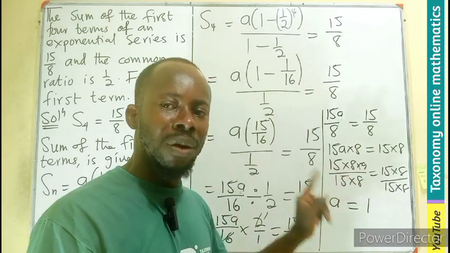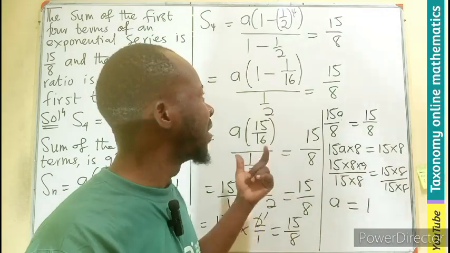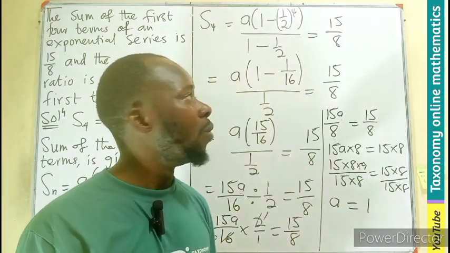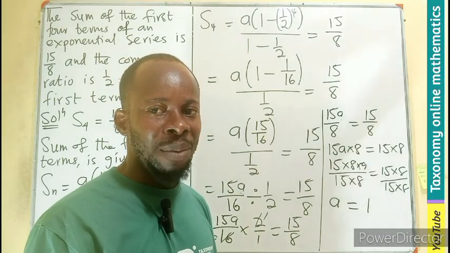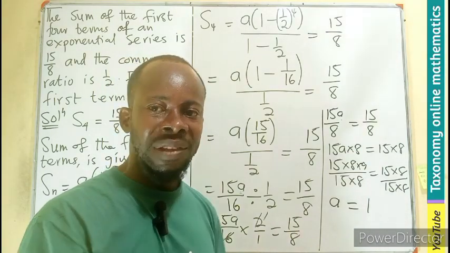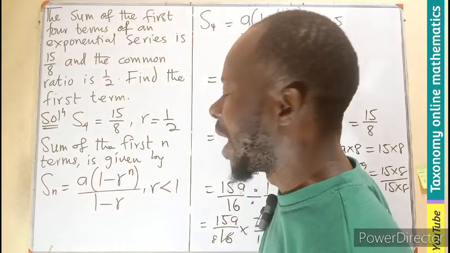The first term is 1, the common ratio is half, then the sum of the first four terms will be 15 on 8. I believe you grab the concept, how we started from the beginning and arrived at 1.